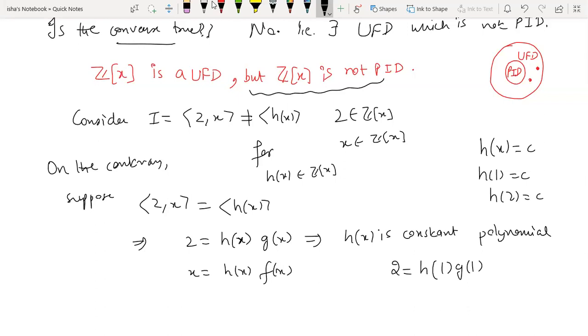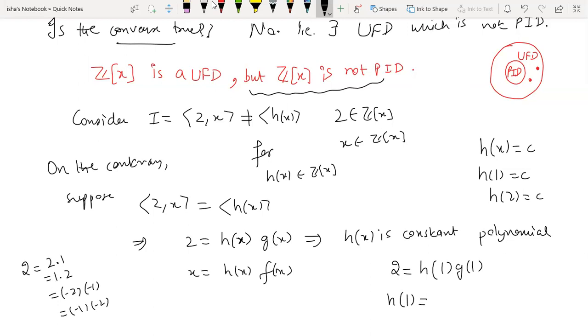Now, what are the possibilities of h(1)? Remember, you are in Z, your underlying ring is integers, right? So what can be the possibilities of h(1)? How can you generate the integer 2? By multiplying two other integers. What is the prime factorization of 2? Yes, how can you generate 2? 2 into 1, 1 into 2, minus 2 into minus 1, minus 1 into minus 2.